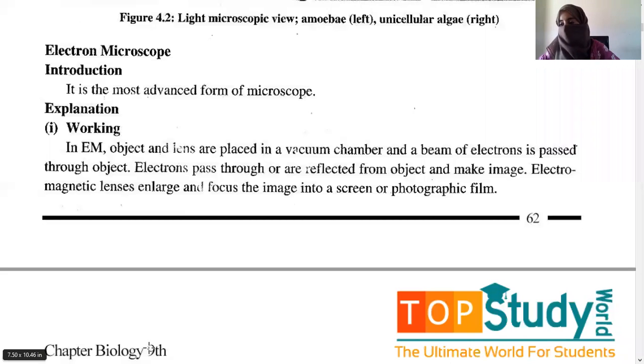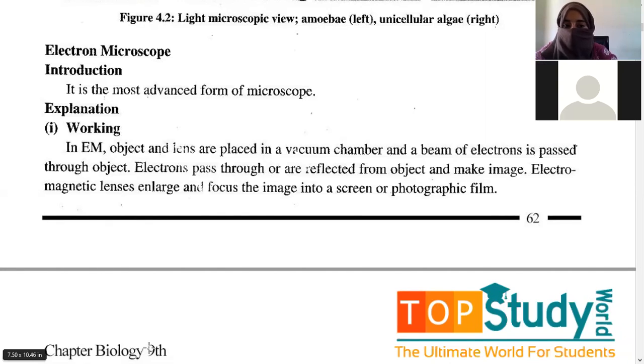Page number 54. The electron microscope is the most advanced microscope at this time. When we want to see anything more clearly, a smaller thing like a proton or electron, the structure of an atom, then we use this electron microscope. Very few electron microscopes are present in Pakistan. A light microscope is available in every type of lab.